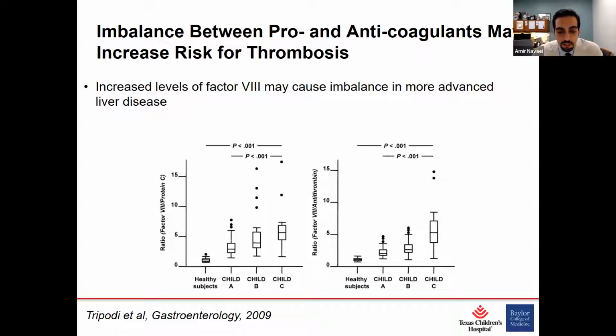Tripathi et al., in this study, looked at the factor VIII to protein C ratios in cirrhotic patients and showed that patients with more severe liver failure, demonstrated by Child-Pugh scores of A, B, and C, with C being the more severe disease, had higher factor VIII to protein C ratios, which make them more prone to be hypercoagulable.